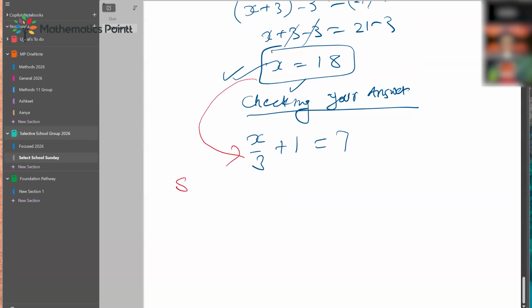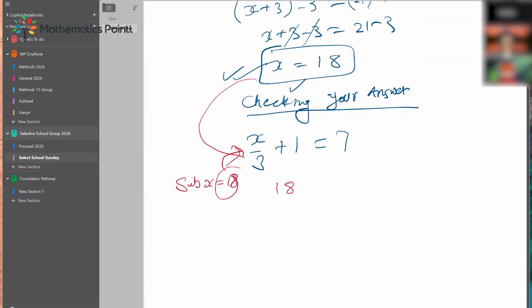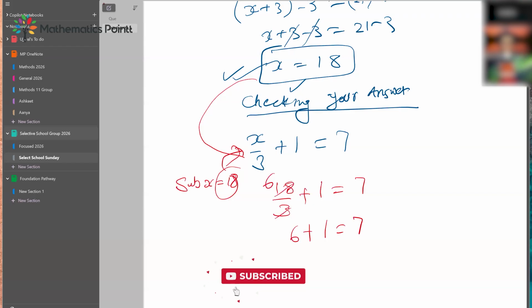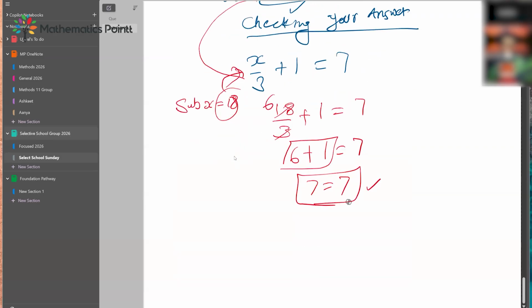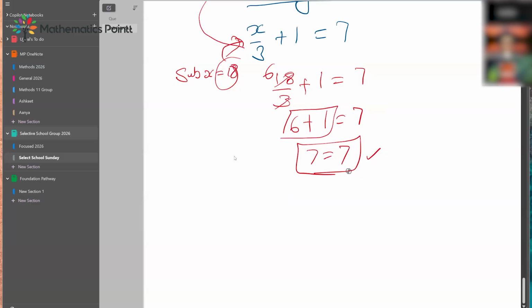I'll change the color of my pen so that it is visible that I'm checking the answer. So what you're going to do now is substitute x equals 18 in this equation. Let me just plug in x equals 18. So I will say 18 divided by 3 plus 1 equals 7. 18 divided by 3 is 6. So I'll say 6 plus 1 equals 7. And finally, 7 equals 7. If you get this, your answer is right. I think someone said 24, and I know that's not right, but let's quickly try 24 and see if you have calculated anything in the exam. You want to validate it.